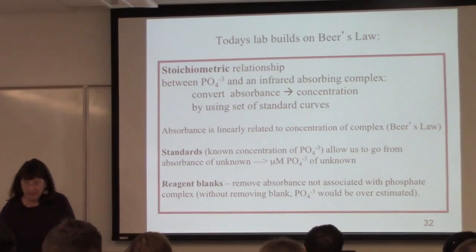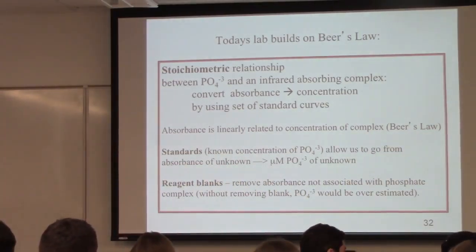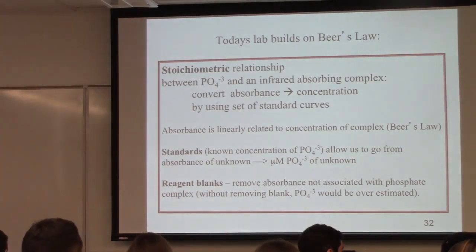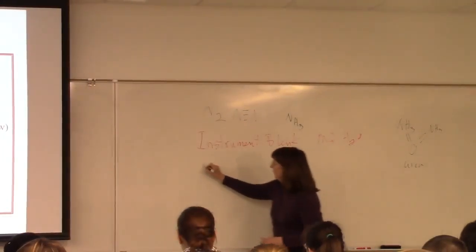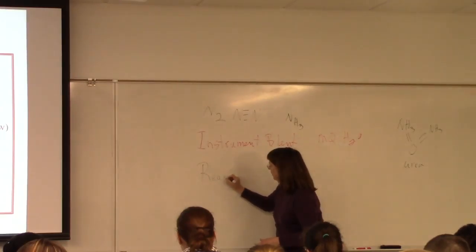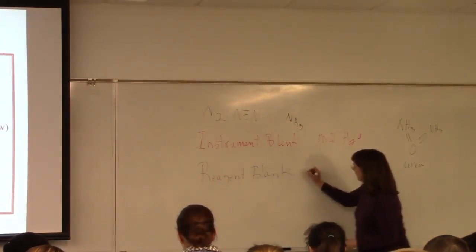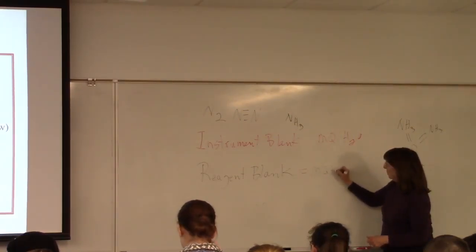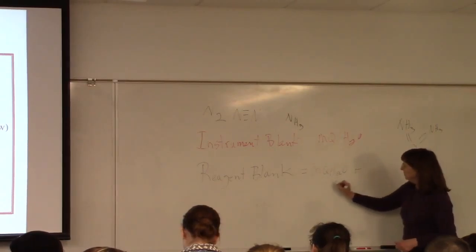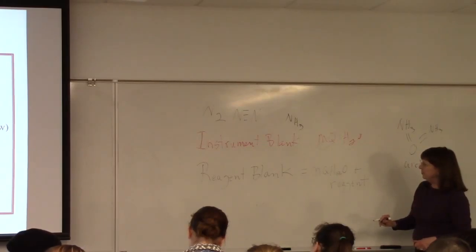We have a second type of blank, and this is where people very often get confused. Distilled water, milky water, is the instrument blank. You're also going to do a reagent blank. And that reagent blank is pure water, milky water, plus this reagent of antimony, molybdenum, etc.